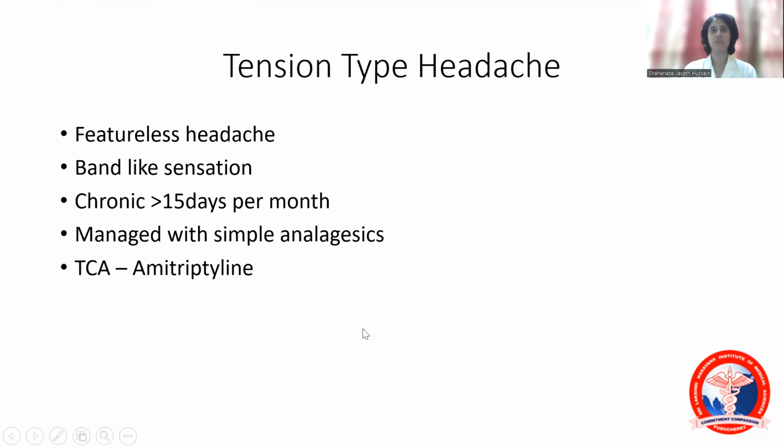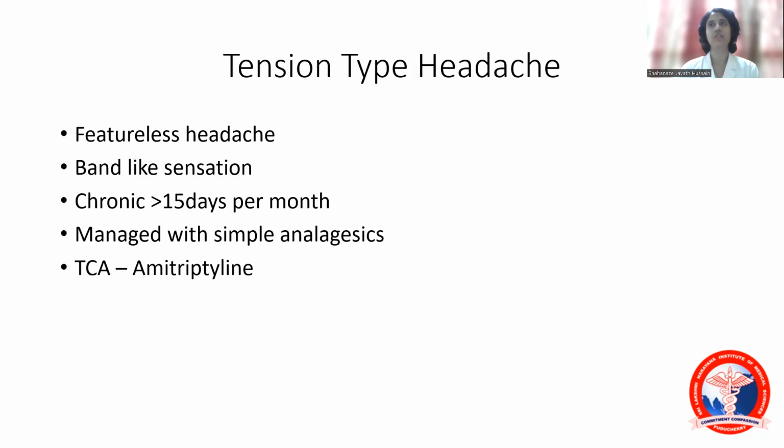So coming next to tension type headache. It is the most common type of headache which we encounter in the outpatient department. It is the same as migraine, but it is featureless. It just has a headache, can be unilateral, bilateral, or holocranial, and can be described as a band-like sensation. Usually self-limiting. However, if present for more than 15 days per month, it is known as chronic daily headache.